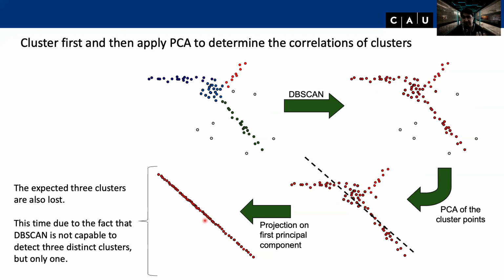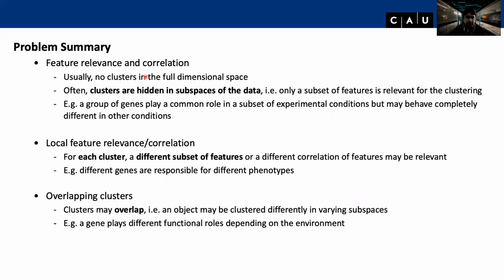So also here, by taking the other way, first applying clustering and then applying PCA, projecting the objects to principal components, is also a dead end. This time, due to the fact that DBSCAN is not capable of separating them here and here and here, we have no chance to capture these 3 clusters, including their dependencies, their correlations. So this is obviously a dead end.